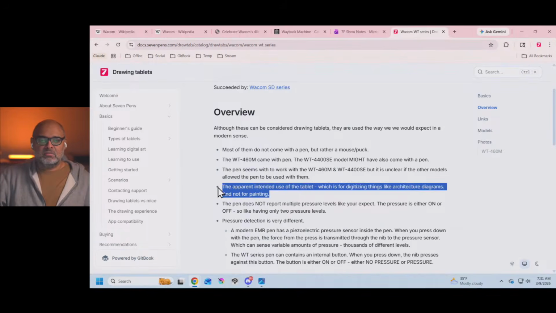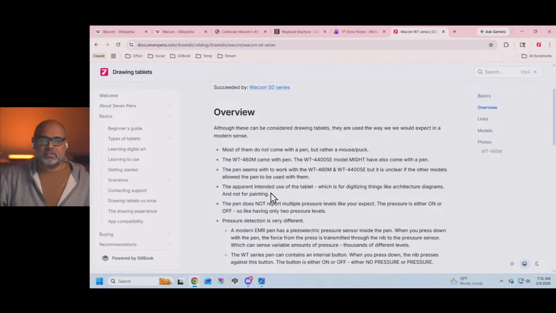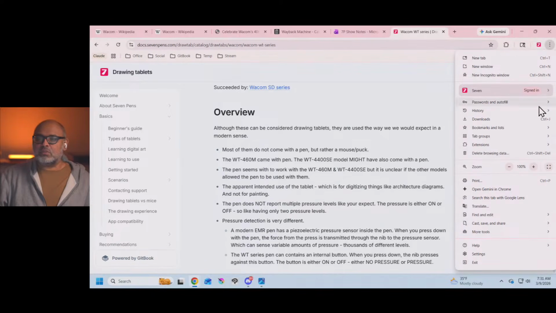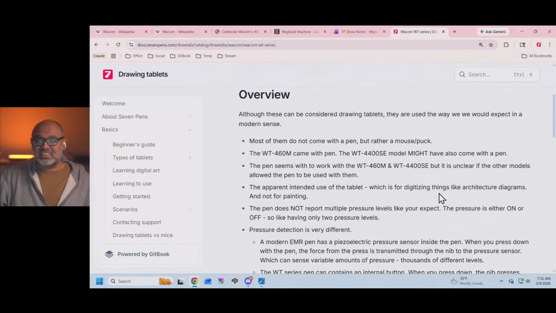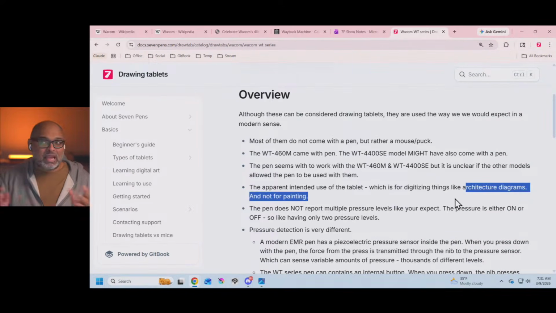But yeah, it's hinted at here in this comment. These tablets were not intended for drawing. They were used for digitizing and things like architecture diagrams, not for painting. They're not creative tasks, right?